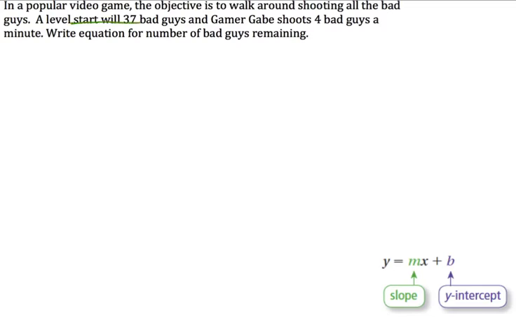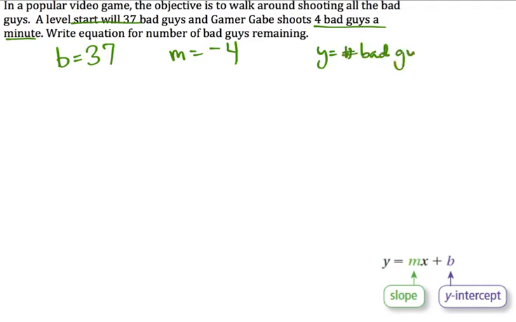Level starts with 37. A starting value is my y-intercept. Gamer Gabe shoots 4 bad guys a minute. That is a rate of change. Every minute, the number of bad guys changes by 4. It's actually going down by 4, so the slope is negative 4. With that, we've got y being the number of bad guys, and x is the number of minutes that Gabe has been playing the level.